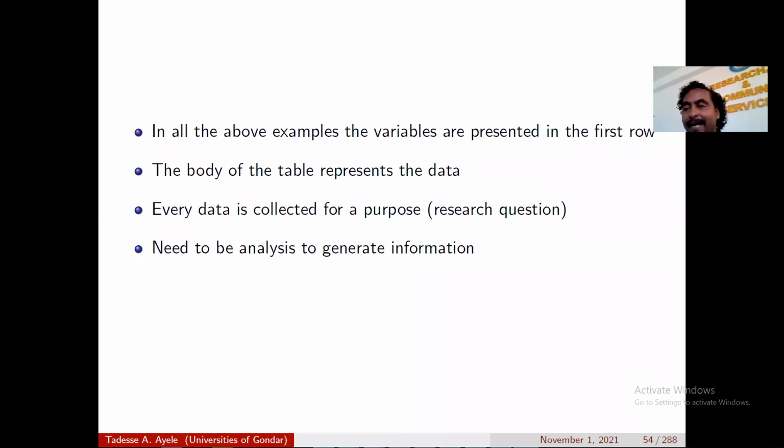So what we can do is, by understanding some analysis methods, we can process our data.